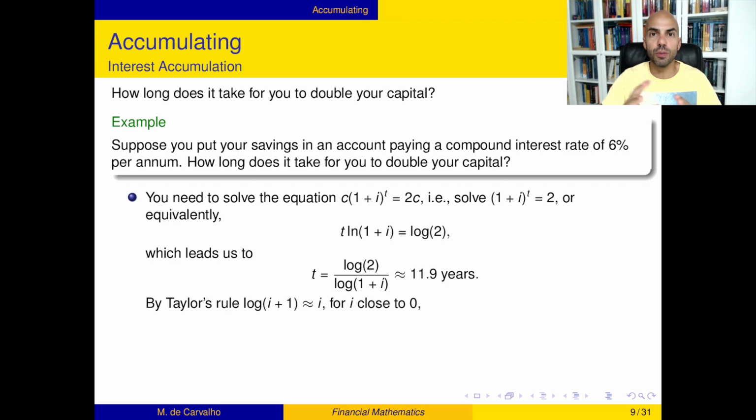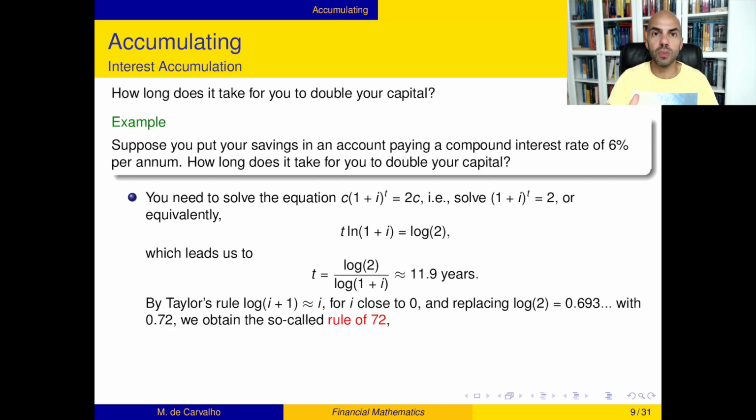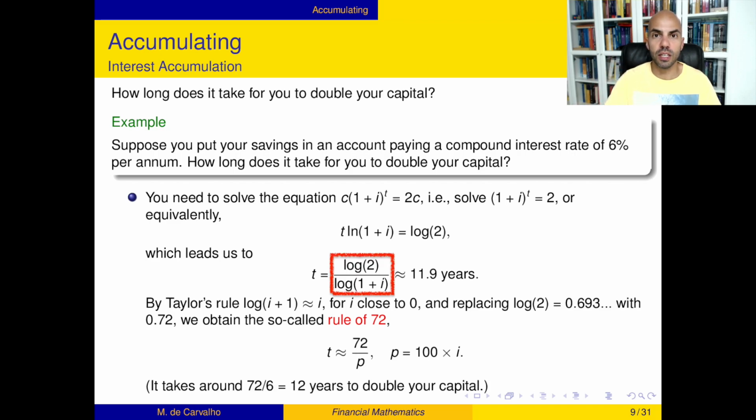Okay, so the rule of 72 is based on two approximations. On the one hand, by Taylor's rule, we know that logarithm of 1 plus y is approximately equal to y for small y. Also, we know that logarithm of 2 is about 0.72. So if we go back to the previous expression where we had logarithm of 2 and logarithm of 1 plus y, and we replace by these approximations, we get that the time it takes to double your capital is given by 72 divided by p, where p equals 100 times your interest. Again, you get that it takes around 12 years to double your capital.